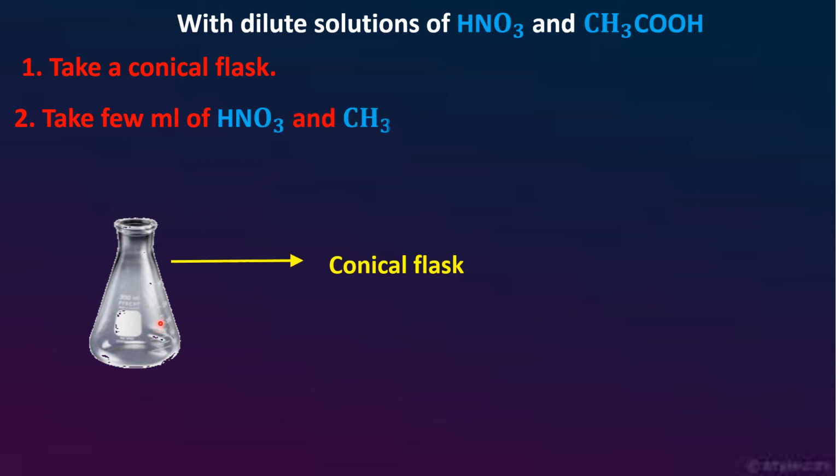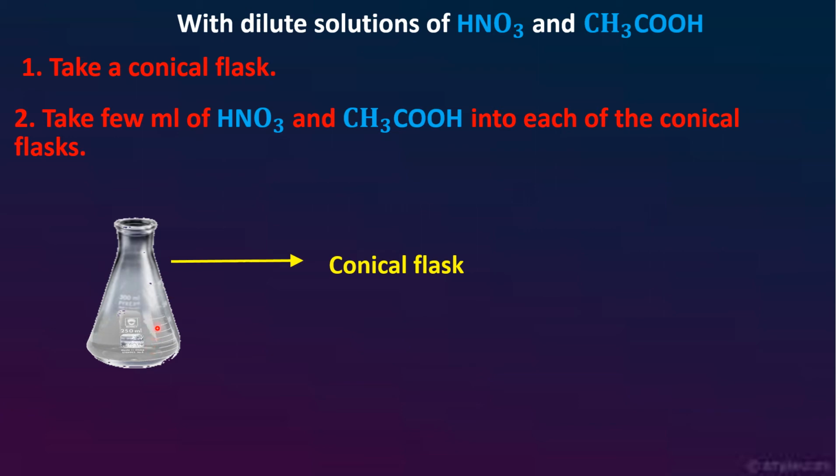And similarly, here also we have to test it with methyl orange and then phenolphthalein indicator. So few ml of nitric acid into one conical flask and acetic acid into the other conical flask. So this is also a colorless solution. Nitric acid is also a colorless solution. So here we have taken dilute nitric acid. Okay, right. This is a dilute nitric acid.